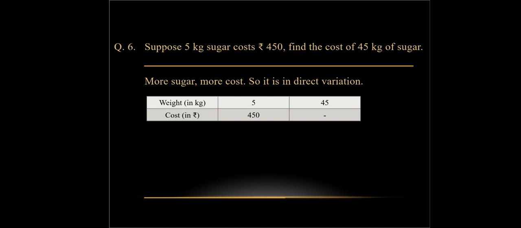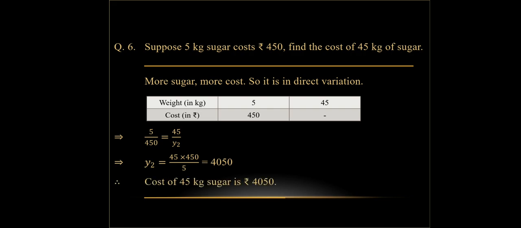So in direct proportion, x1 upon y1 equals x2 upon y2. The ratio will remain the same. So here 5 upon 450 equals 45 upon y2. y2 is the cost of sugar which you will pay for 45 kilograms of sugar. So y2 equals, after cross multiplication, 45 into 450 upon 5, 4050. So the cost of 45 kilograms of sugar is ₹4050.